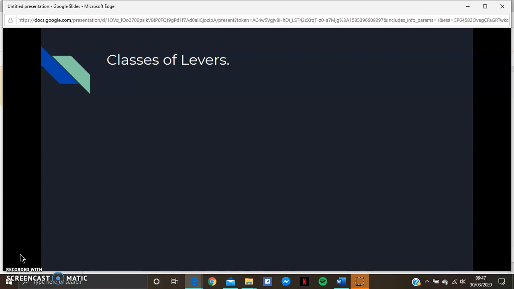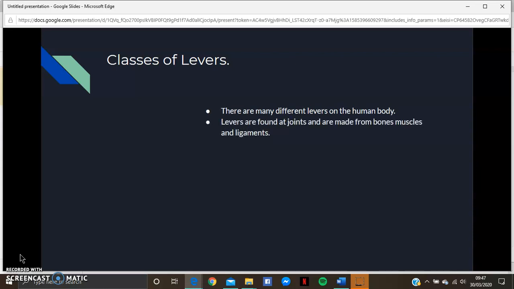Then there's classes of levers in the body. There are many different levers in the body, and they're found at joints and made from bones and muscles and ligaments. There are 3 different aspects to levers, classes of levers.